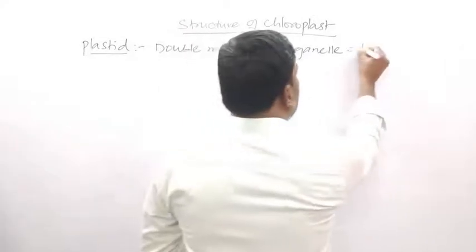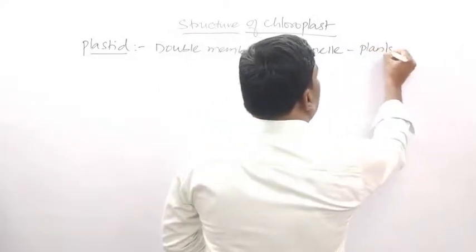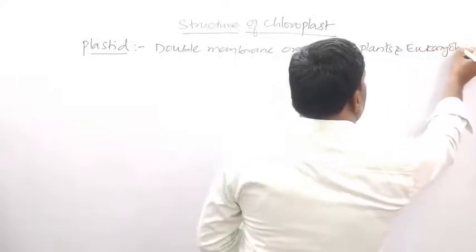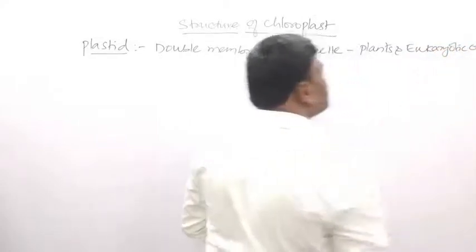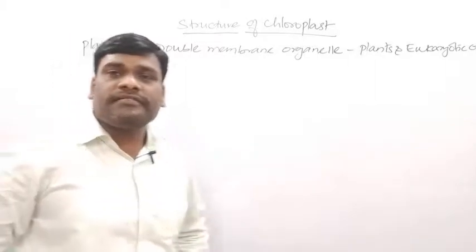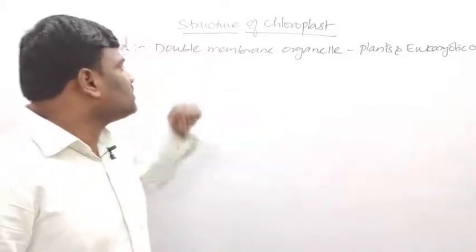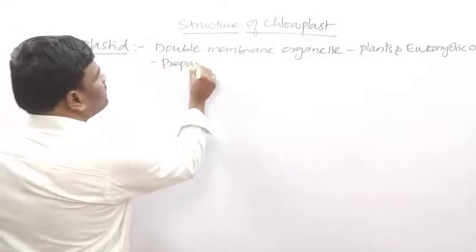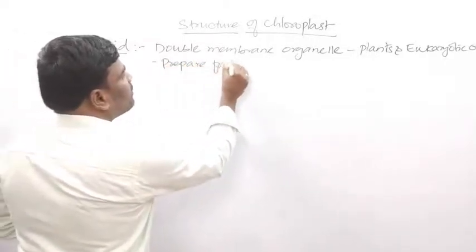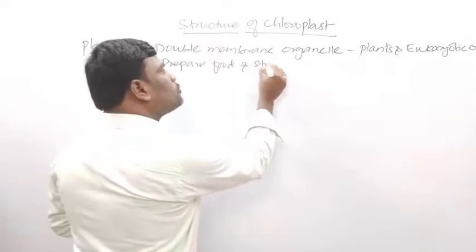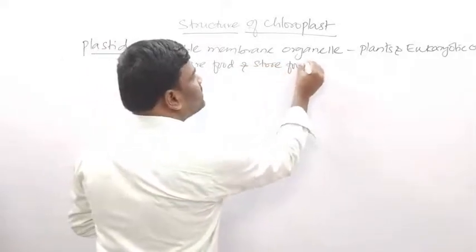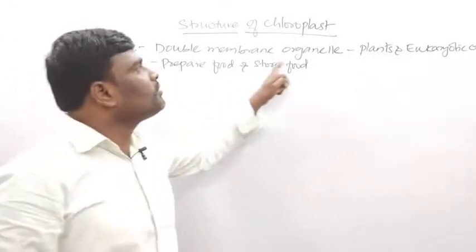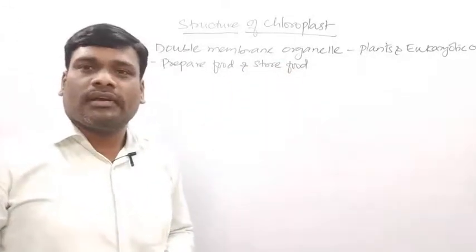So it is found in plants, children, and eukaryotic organisms, isn't it? So what is the function of these plastids? They prepare food materials. They prepare food and also store food materials. Okay, so they prepare food and store food materials, children, right?